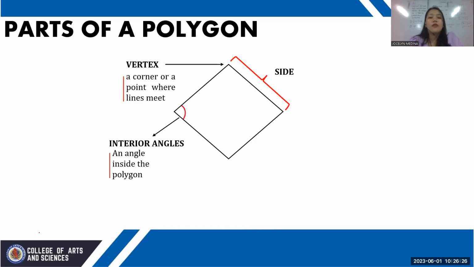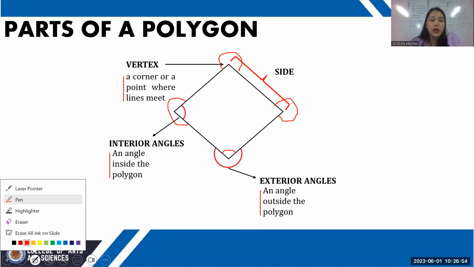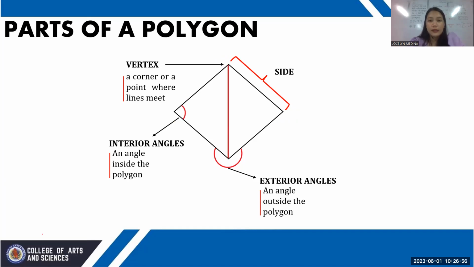Okay? Now, let's have the next part. Kanina, this part is an interior angle. Ngayon naman, itong nasa labas, since nasa labas siya, is considered an exterior angle. So lahat ng angle na nandito sa labas are called exterior angles. Okay? Very easy to differentiate from your interior angle. Next.